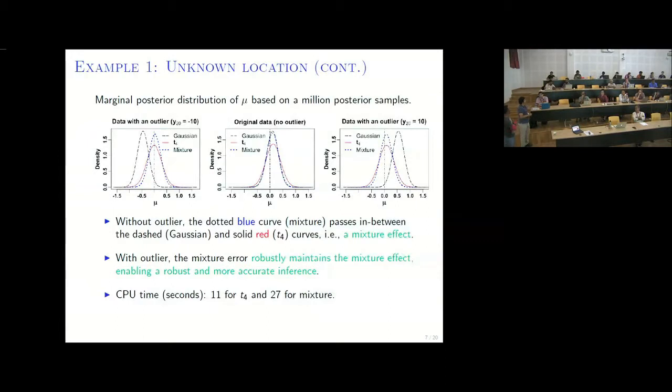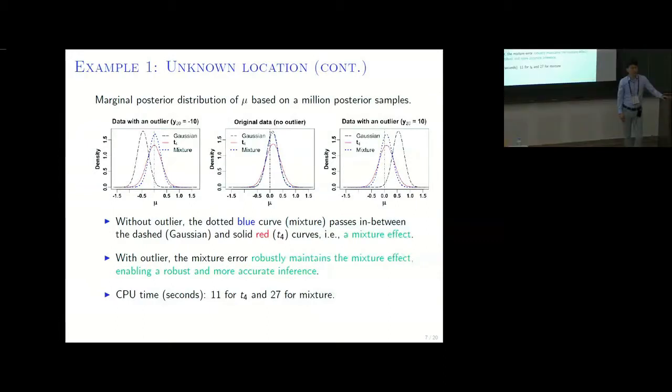Then it comes to what is data and what is an outlier. Actually, when we developed this model, outlier detection was a byproduct. The main focus was whether we can make an accurate inference in the presence of outliers.